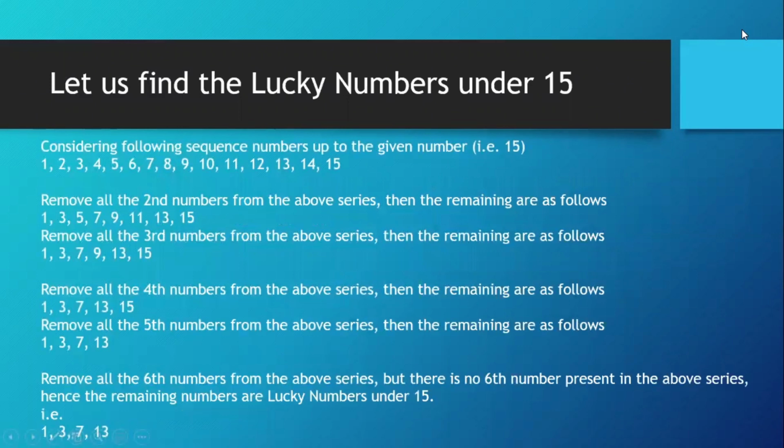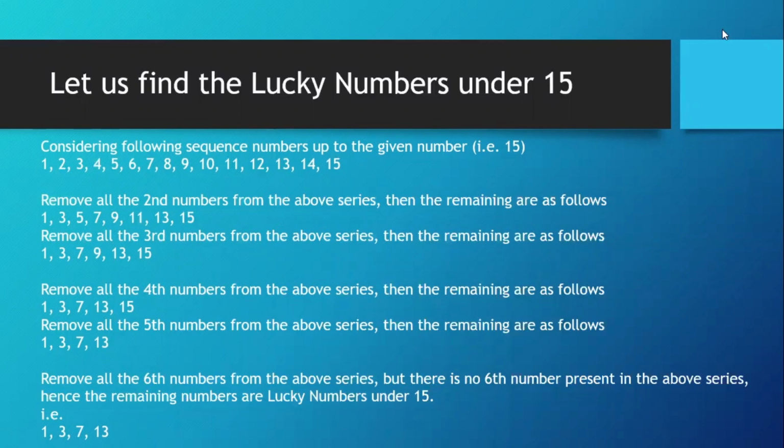Let us take an example to find the lucky numbers under 15. The starting step is to list down all the numbers from 1 to 15, as can be seen on my screen. Then the next step is to remove all the second numbers from the above series. You would see the remaining numbers are 1, 3, 5, 7, 9, 11, 13, 15. In the same way we have to remove the third numbers, fourth numbers and fifth numbers. After removing the fifth numbers, you would see the final series of numbers are 1, 3, 7 and 13.